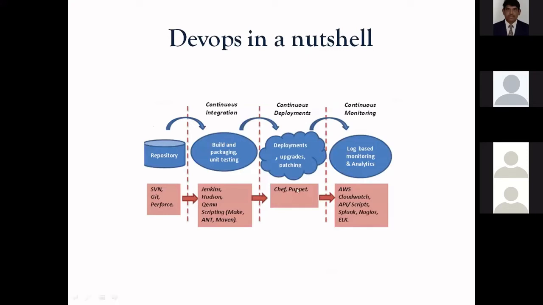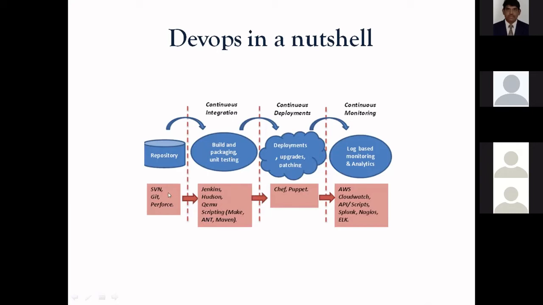This is the life cycle of how code is to be deployed in a web server. First, the code is to be pushed in GitHub. These are the different tools used for pushing the code, like SVN, Git and Perforce. These are the SCM tools, the source code management tools, which most organizations use for putting the code. After putting the code into GitHub or Git, it is to be continuously integrated. For testing purposes, we use tools like Jenkins, Hudson, Chef, scripting and Maven.